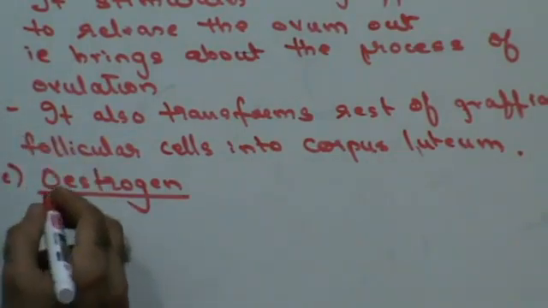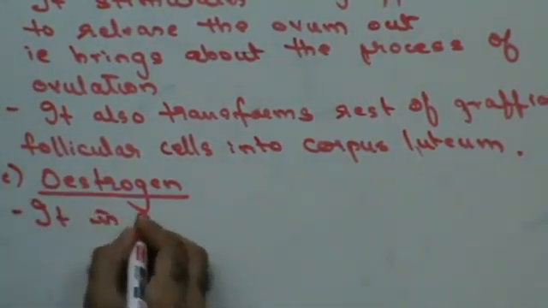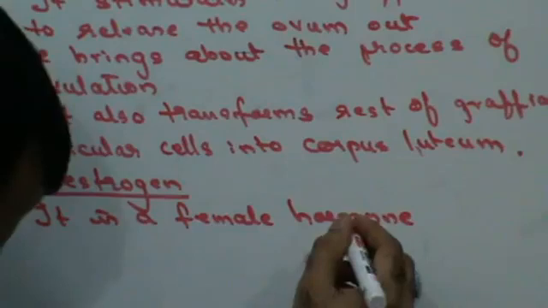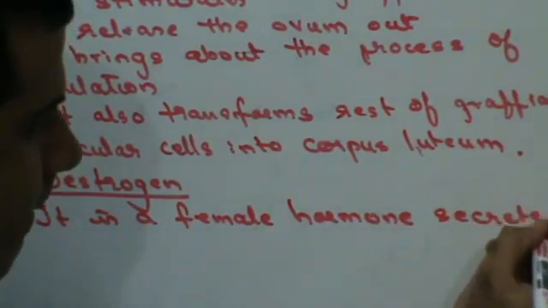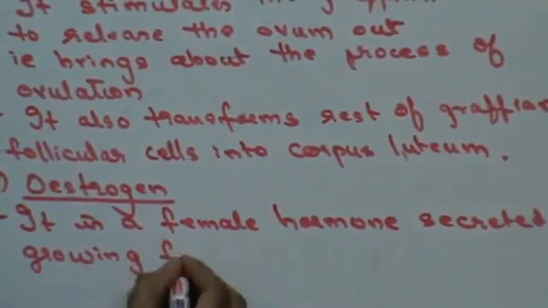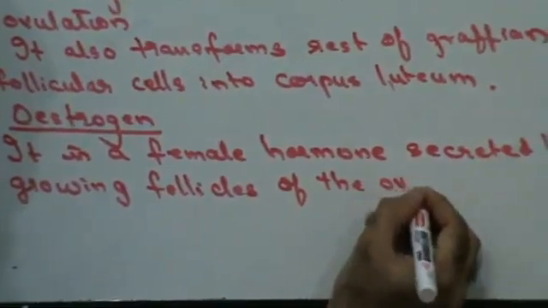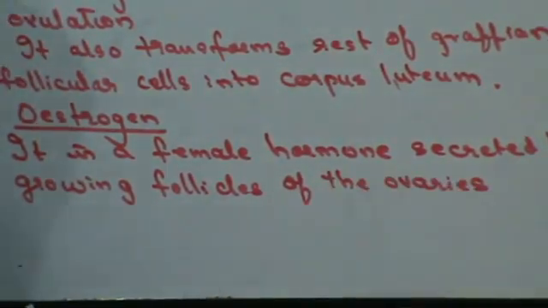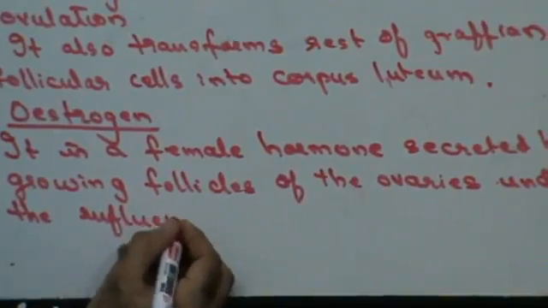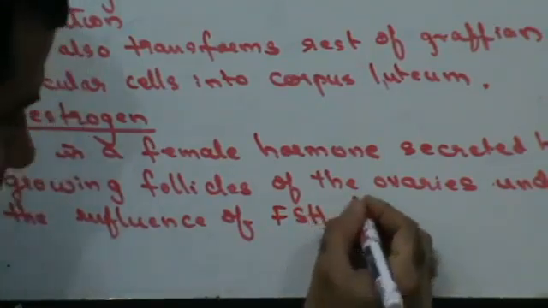So those are the important functions of estrogen. And it is a female hormone secreted by growing follicles of the ovary, under the influence of FSH from the anterior pituitary gland.